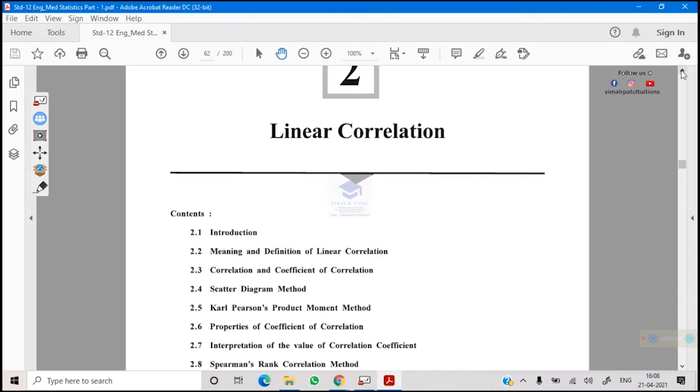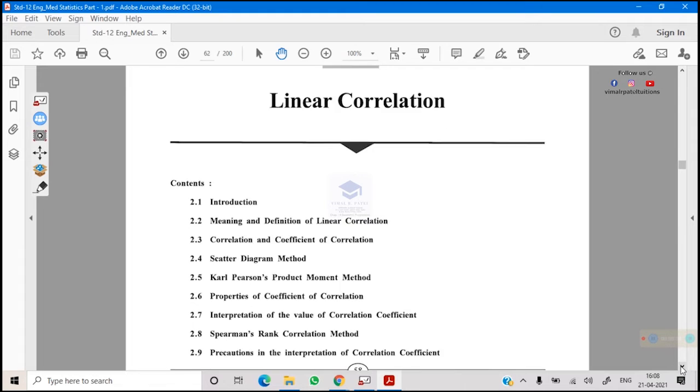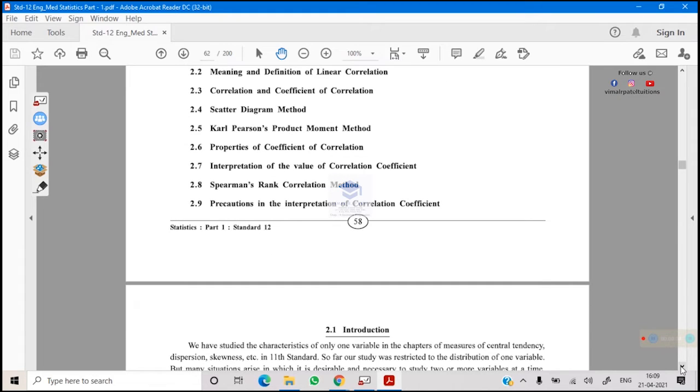Chapter 2, Linear Correlation. This chapter will be of 12 marks. One MCQ, one VSQ, one 2 marker, one 3 marker, and one 5 marker will be asked from this chapter. Basically, whatever you have studied in your 11th, like mean, standard deviation, its application will be done over here.